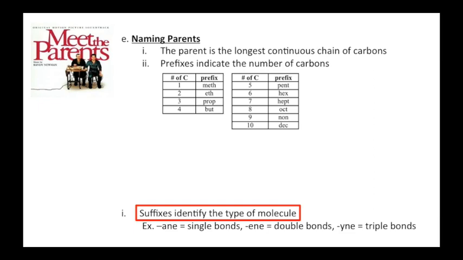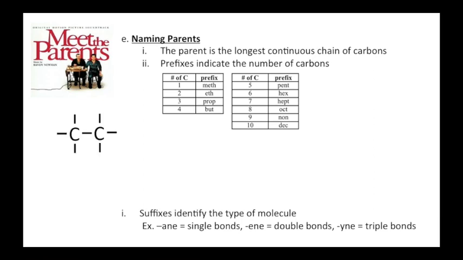And then there's suffixes as well. If the molecule has just single bonds, the suffix is ane. So watch this. There's 2 carbons. Okay, 2 carbons in a chain. Let's give it a name. 2 carbons. The prefix is eth, so we'll put eth down. And we look at the molecule, and there is just single bonds, no double bonds in there. And so therefore the suffix is ane. There, ethane. Easy. That's the name of it, ethane.